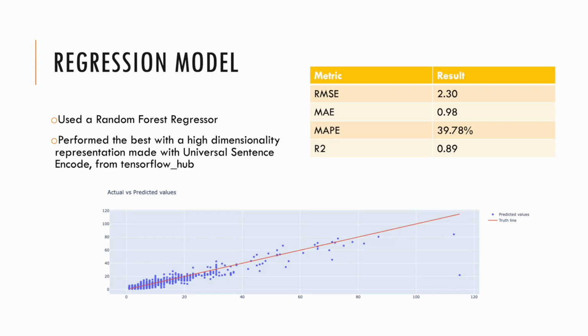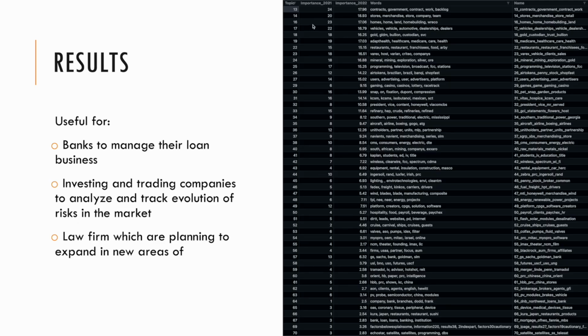The best performer from the three models presented is the regression model. It used a random forest regressor and it utilized the high dimensionality representations made with the universal sentence encoder at their maximum. On the bottom of the slide, you can observe an actual versus predicted values plot. There you can notice that most of the values are clustered together at the beginning of the frequency curve. These are the predictions for the next year based on the values for this year.